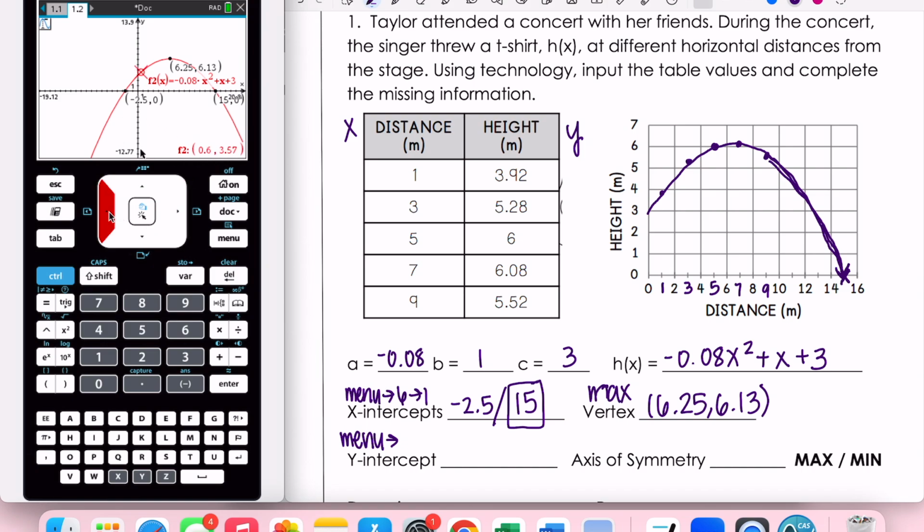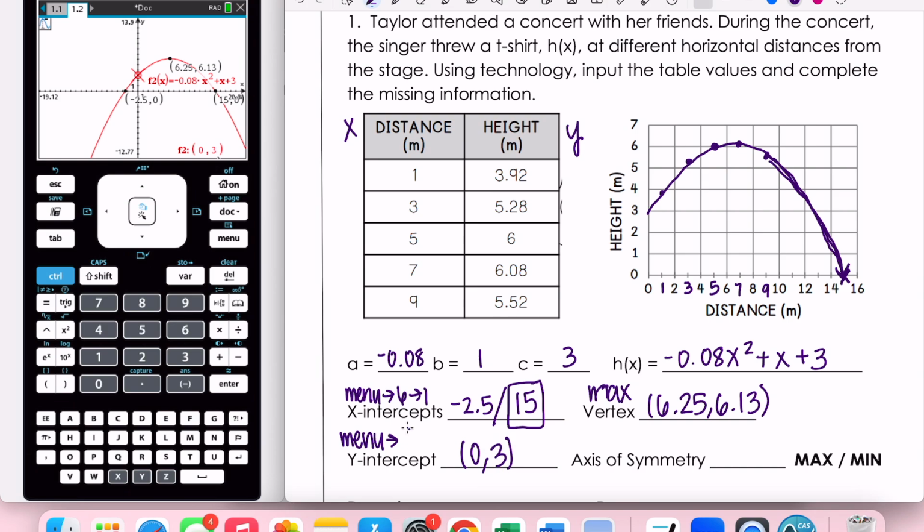I'm going to press the left button until I see that my x value is at 0. And here, my y-intercept, whenever x is 0, is 3. So here, my y-intercept is 0, 3. Now, typically, guys, when you press menu 5, 1, it does give you the y-intercept right away. But I think because there are so many points already on this graph, it kind of needed a little bit more help to get to the y-intercept.